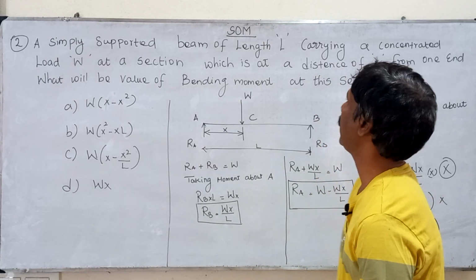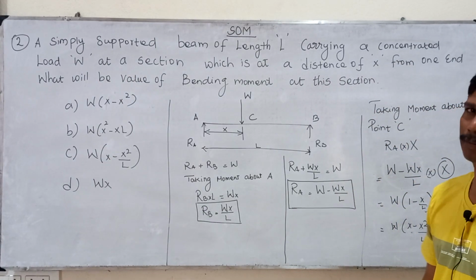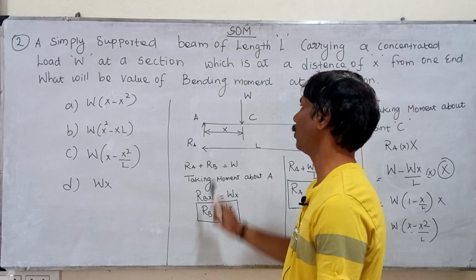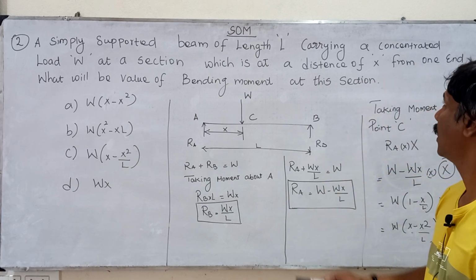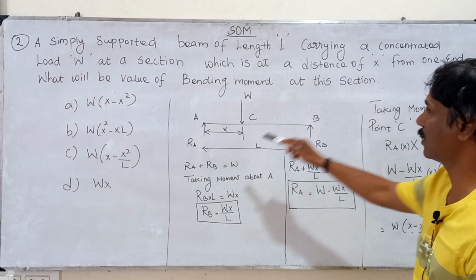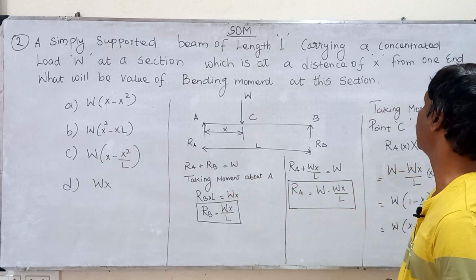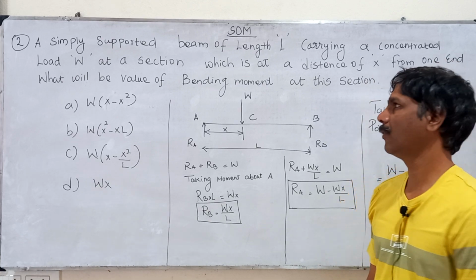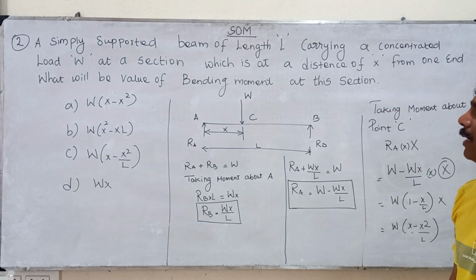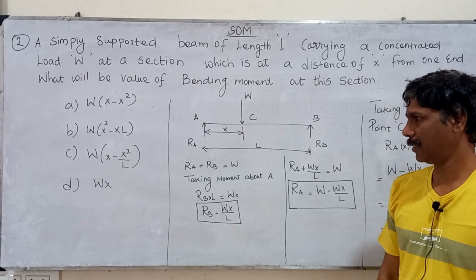A simply supported beam of length L carrying a concentrated load W at a section which is at a distance of x. It may be this x. Whatever may be the distance, it is x from one end. What will be the value of bending moment at this section? This is the question. So how to calculate?